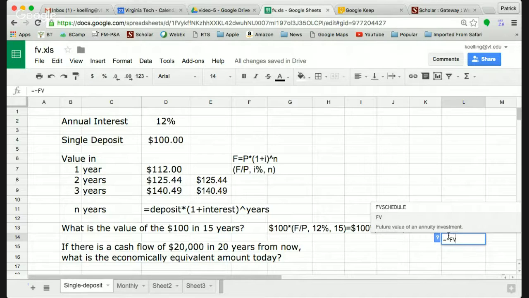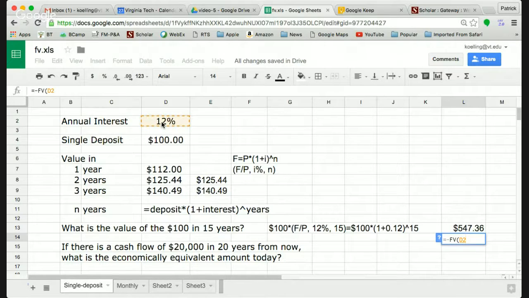FV, which stands for future value. First argument is the interest rate, 12%. The second argument of the function is the number of years, 15 years. We're going to skip the third argument. I'll come back to that probably in the next video. So I'm going to put 2 commas to get to the fourth argument, which is the present amount of $100. I'll close out that function.